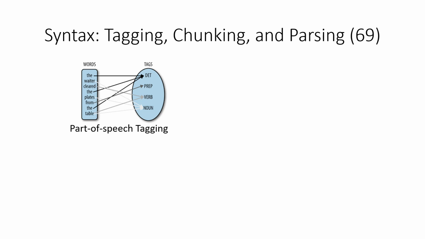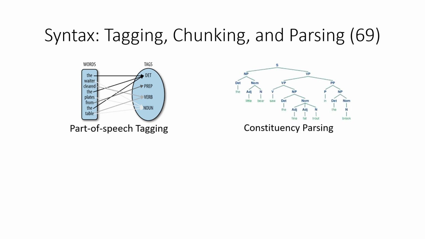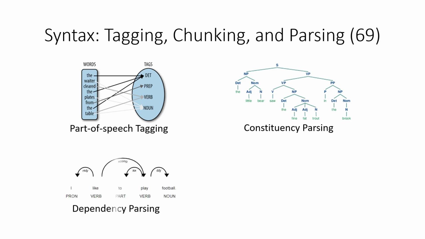First, part of speech tagging tries to tag each word in a sentence with a part of speech, like noun or verb or preposition. Constituency parsing creates a tree out of a sentence where each subtree is called a constituent. Dependency parsing is the most common type of parsing nowadays and treats the sentence as a directed graph, where each word has exactly one edge pointing to its dependency.